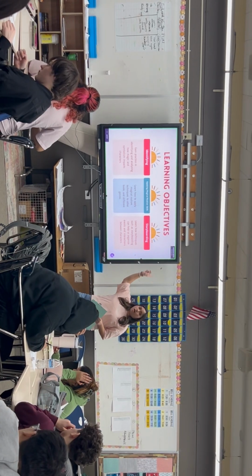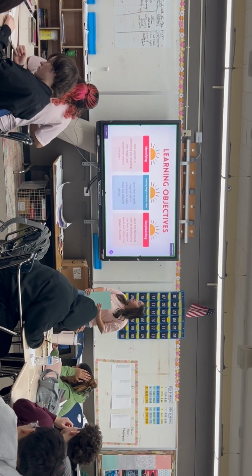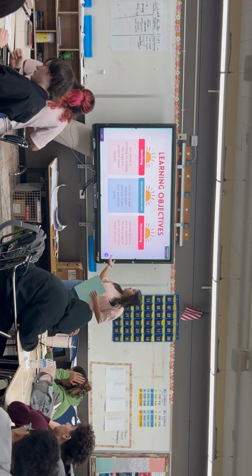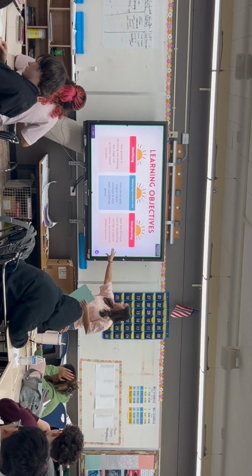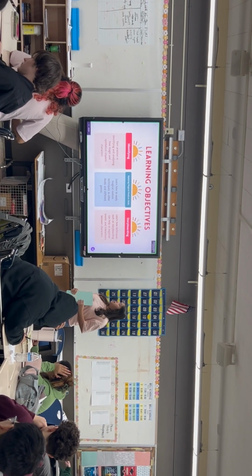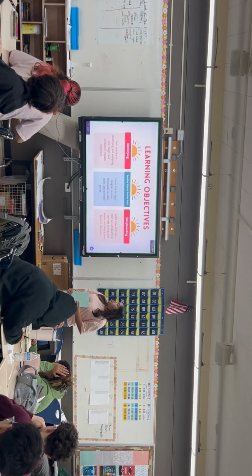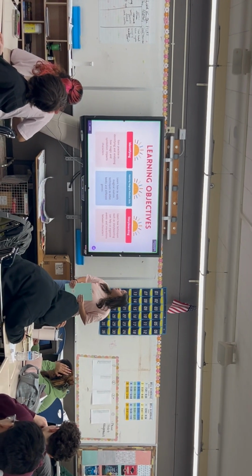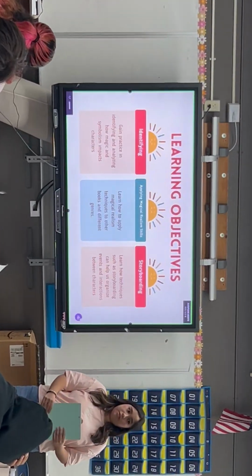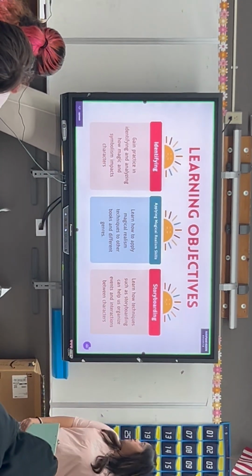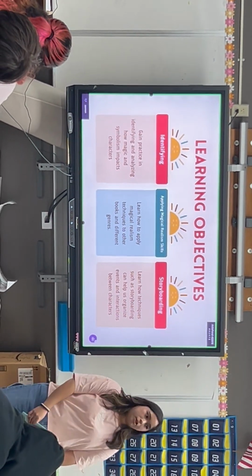We'll see it at the top. I'll have the different levels as we go through the slides. And so here are our learning objectives. You can take a minute to read these ones in your head. We're going to identify mostly the symbolism, how it impacts characters. We're going to apply magical realism skills to the book that you guys are reading. And we're going to use storyboarding techniques.